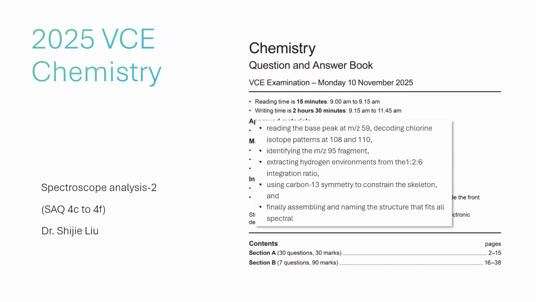spectroscopic analysis into a clean, logical reconstruction of an unknown molecule using mass spectrometry, 1H NMR, and 13C NMR. Today's focus: spectroscopic analysis from the 2025 VCE Chemistry exam, reading the base peak at m/z 59, decoding chlorine isotope patterns at 108 and 110, identifying the m/z 95 fragment, extracting hydrogen environments from the 1:2:6 integration ratio, using carbon-13 symmetry to constrain the skeleton, and finally assembling and naming the structure that fits all spectral evidence.